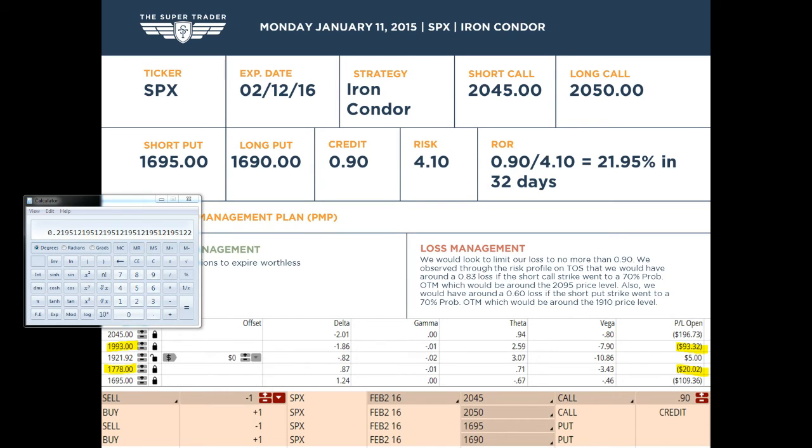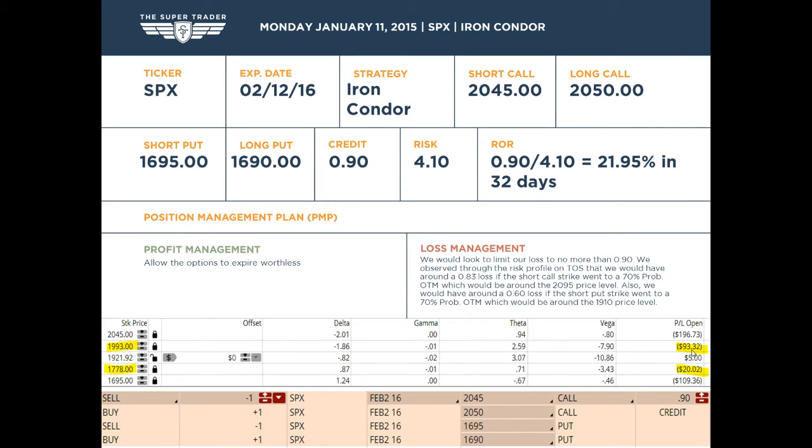So as far as our loss management is concerned, we'd look to limit our losses to no more than the maximum of the two sides here. Of these two sides, our maximum would be around $93. Divide that by 100, which equals one contract. We've got around 93 cents. So I'm going to bump that up just a little bit, and say we're going to look to limit our loss to no more than $1, about 10 cents more than our premium.